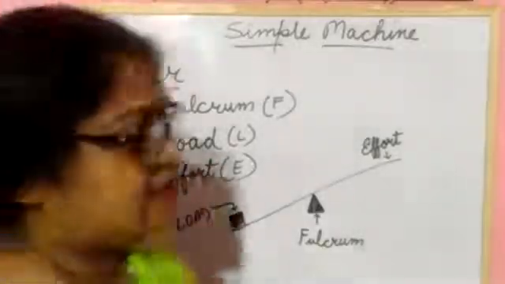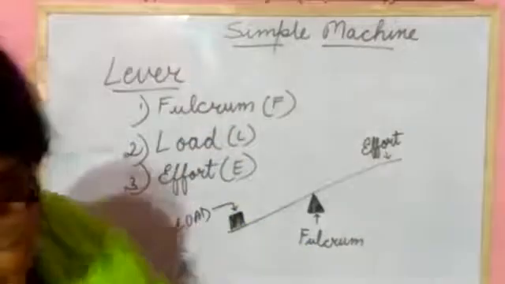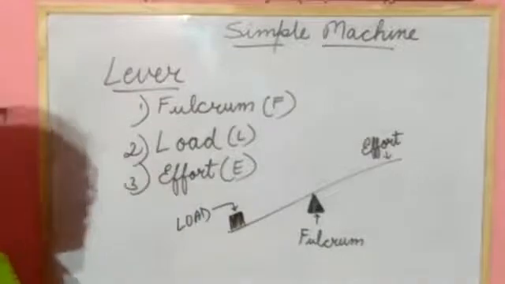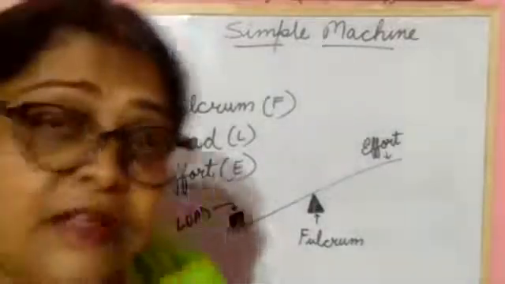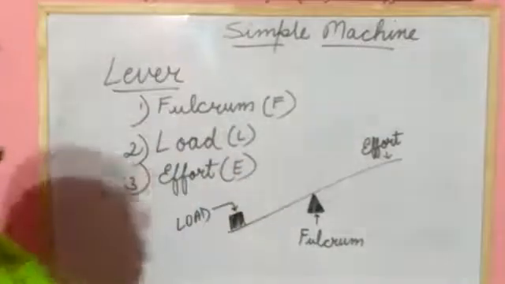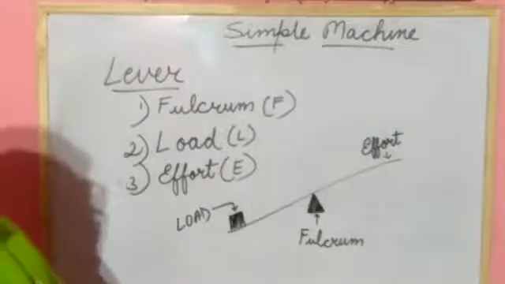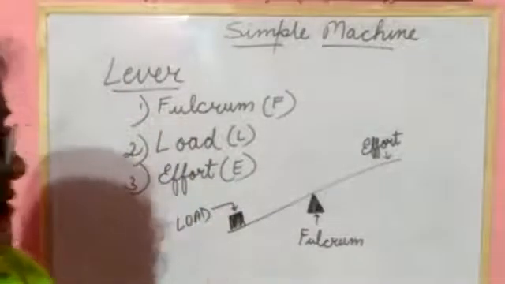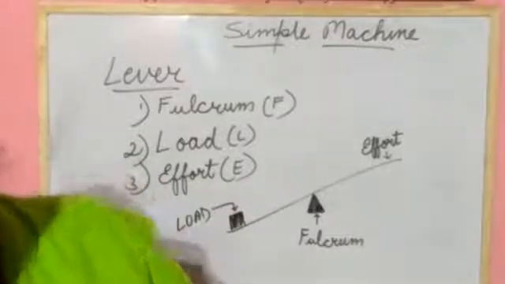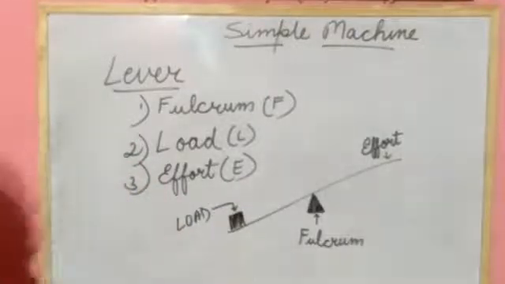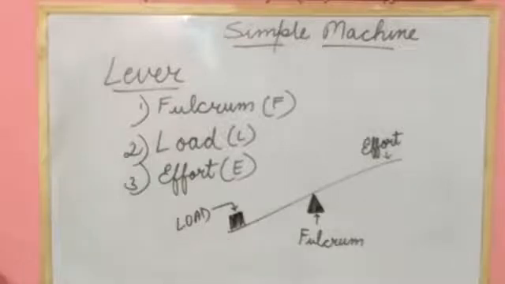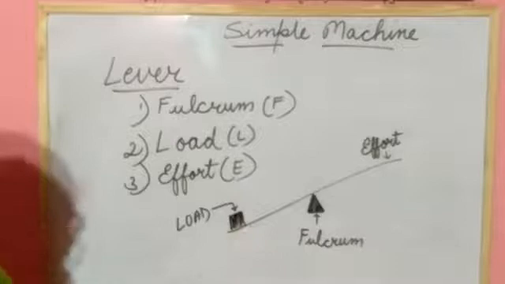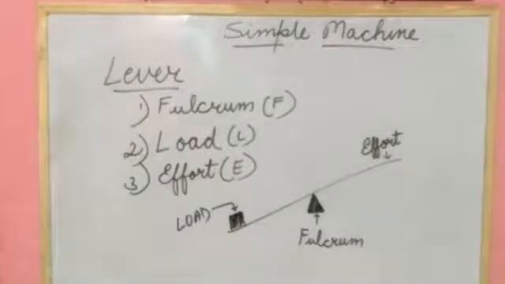What is a lever? So, what have you learned today? Today you have learned about the lever and about the three parts of the lever. What are the three parts of the lever? Fulcrum, load and effort. What is the lever? A lever is a rod that can move freely around a fixed point. Understood? That is known as a lever.